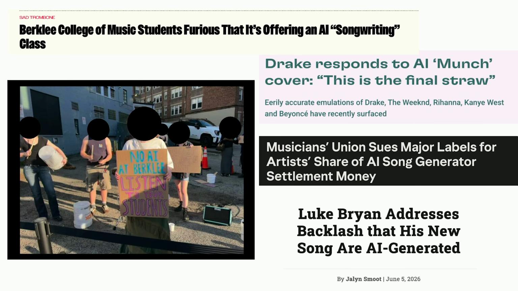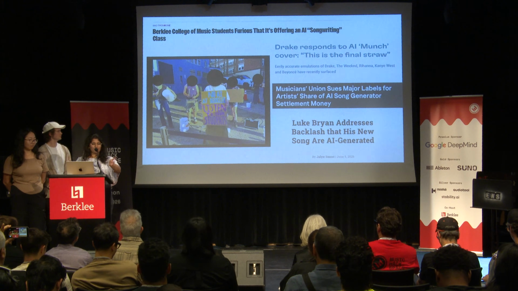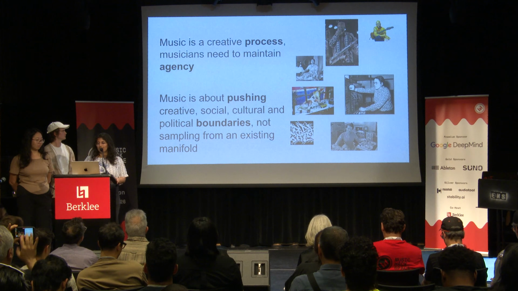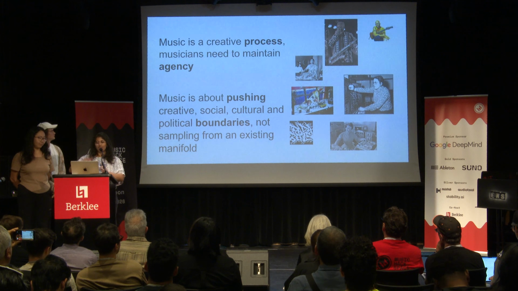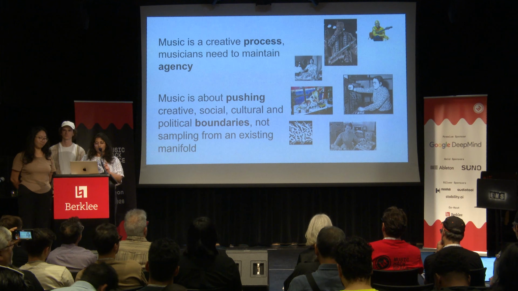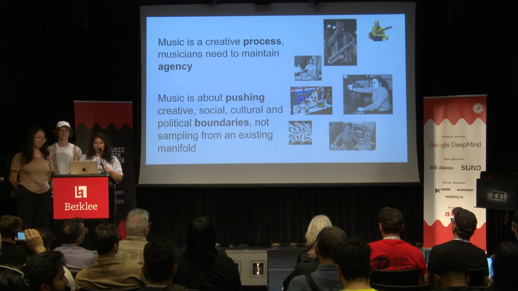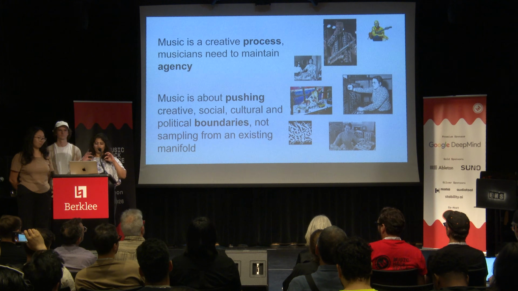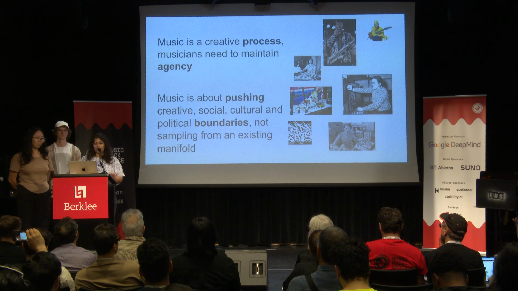There's no denying that AI in music has faced a lot of backlash from students, from the music industry, and there are several reasons. There was a whole AI music conference to discuss those reasons, and to us, two really stood out. One is music making is a process and not a final product. So we wanted to focus on the process. We also wanted musicians to maintain agency throughout that process. Additionally, music making is about pushing boundaries and not sampling from an existing data distribution. So that's also something we kept in mind.